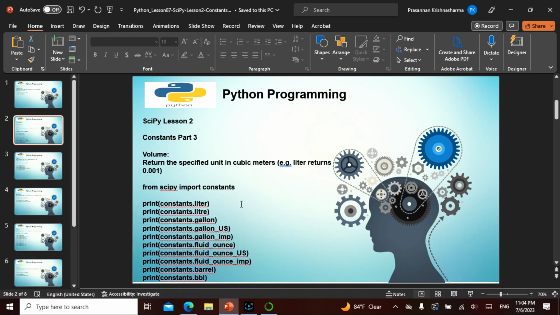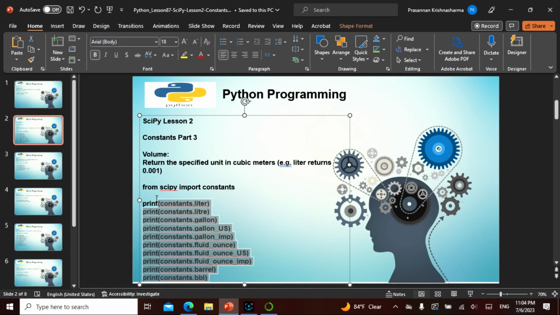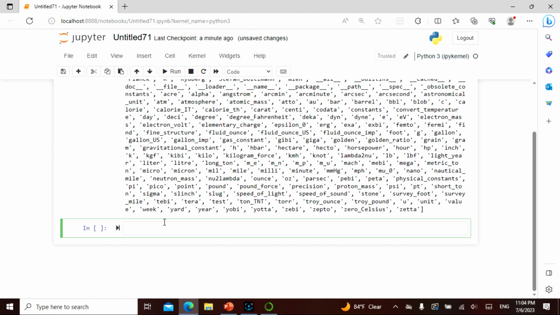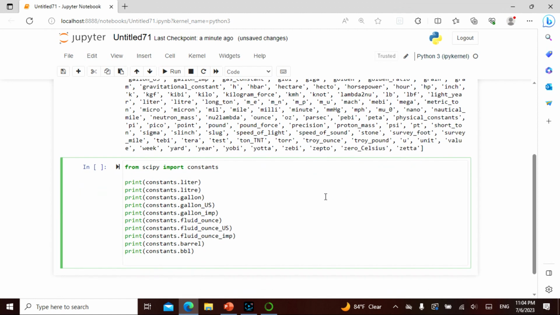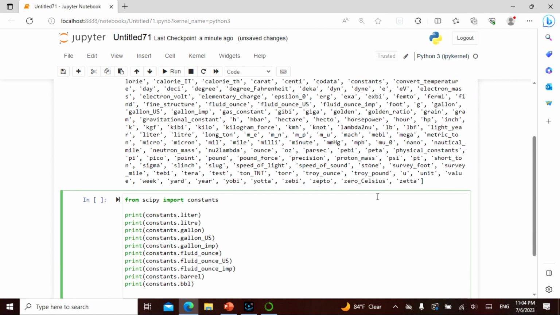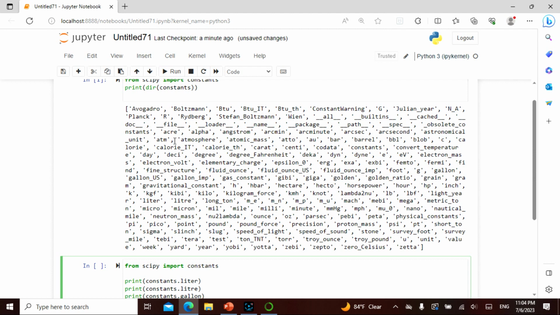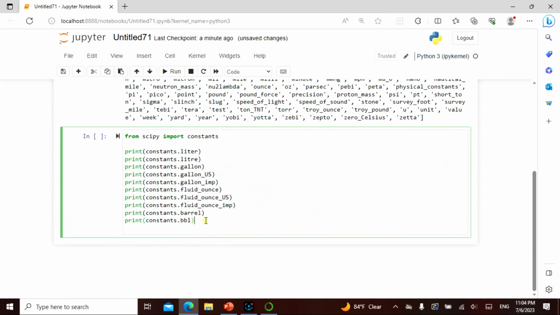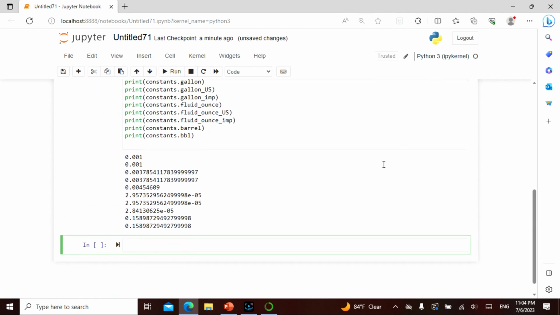So what are they? If you want to have a volume, in cubic meters, liters, whatever, it comes as a volume. A liter, gallon, fluid ounce, barrel, BBL. So if you look for the BBL and things of that nature, it should be somewhere here, the BBL barrel. So these are all the volumes. So it actually gives the answer here.